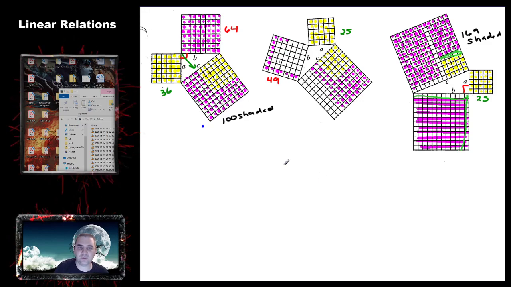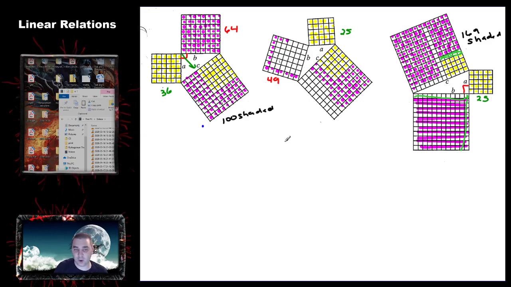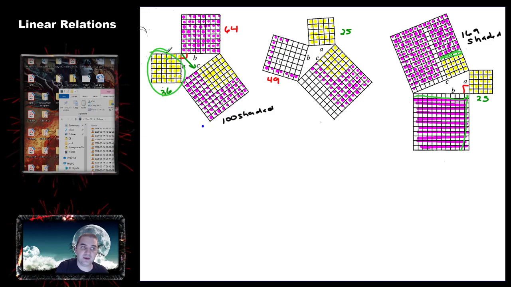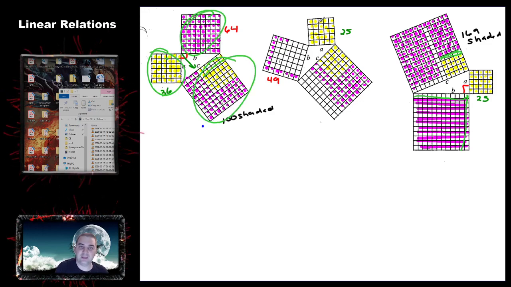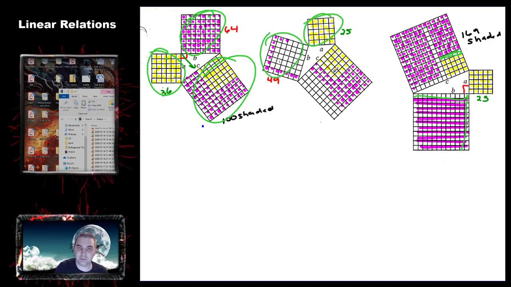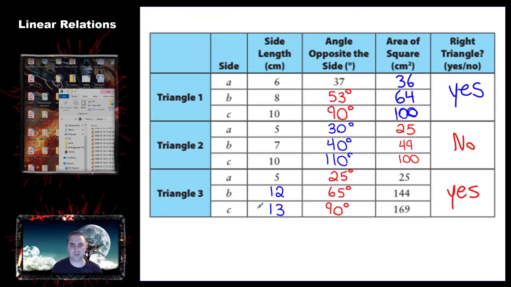But the important thing to remember here is it's a right triangle if this and this add up to get this. In this case, it does not add up, so it's not a right triangle. This one it is. This one I can't remember. I didn't really want to finish that. That was a lot of little squares.